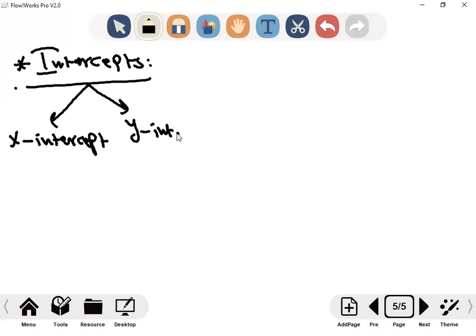Now, what is the X intercept, guys? The X intercept is the intersection between the curve of the function and the X axis. Again, X intercept, what is it? It is the intersection between the curve of the function and the X axis. Y intercept, it is the intersection between the curve of the function and the Y axis. For example, look here. Focus with me, please.